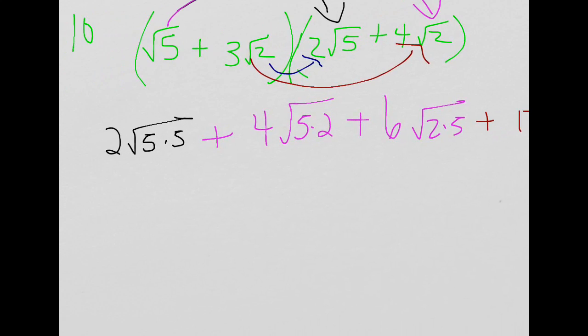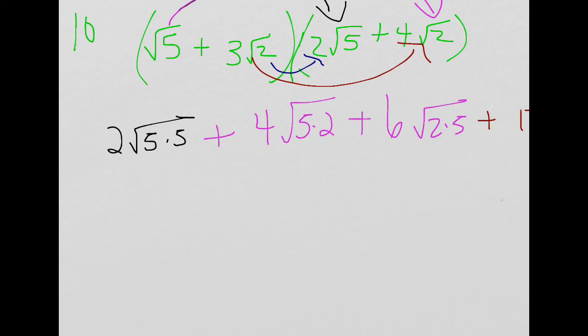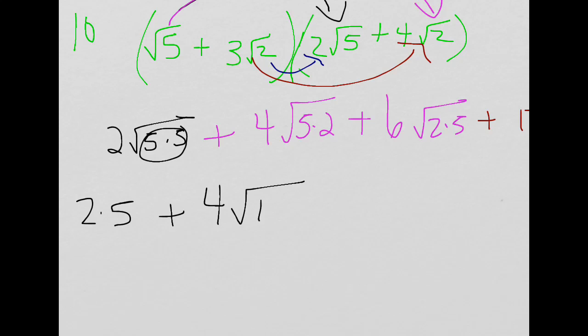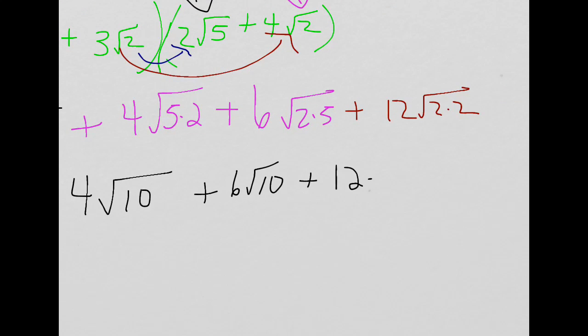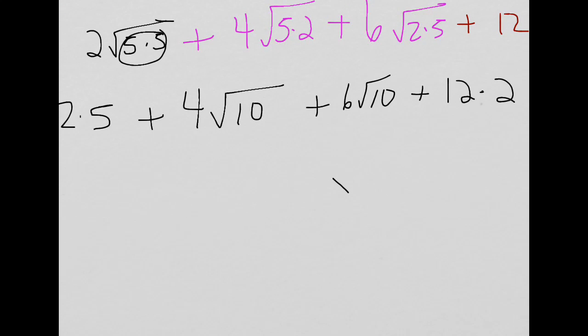Alright, so now I need to go back and simplify. I have a pair of 5s, so I can carry that 2 out and bring a 5 out. Then 3 root 2. For the 4, I can't pull anything out of the 5 times 2, it's just 10. Plus 6 times root 10. Plus 12 times, there's a pair of 2's under that square root, so I can pull a 2 out. Then I'm going to multiply those out, 10 plus root 10.